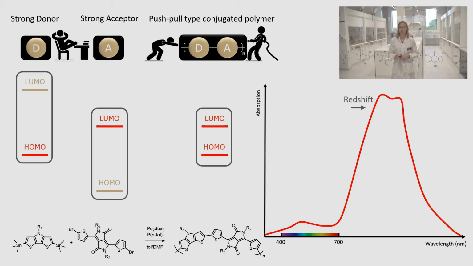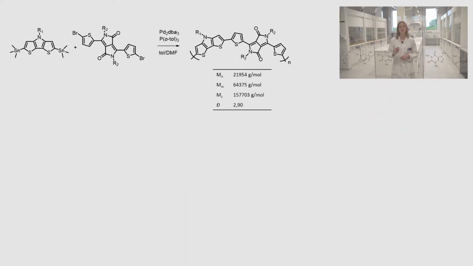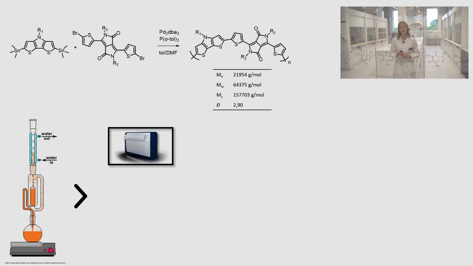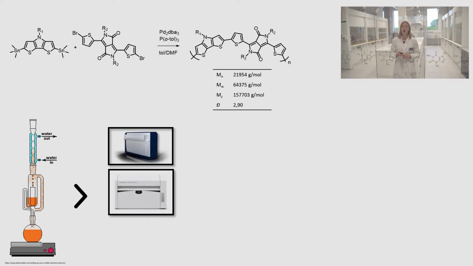So, if the donor and the acceptor are strong enough, the absorption can be shifted to the near-infrared region. In my PhD project, I focus on the synthesis of these push-pull type conjugated polymers that absorb in the near-infrared. Via Stille reaction, I can polymerize a stannylated donor and a brominated acceptor. In this example, a dithienopyrrole and diketopyrrolopyrrole were coupled and purified via Soxhlet extraction. Structural properties of the final polymer were determined via MALDI-TOF mass spectrometry, and the final polymer was evaluated on molecular weight via high-temperature gel permeation chromatography and on absorption profile via UV-vis spectroscopy.